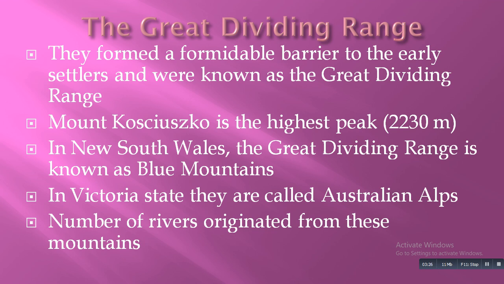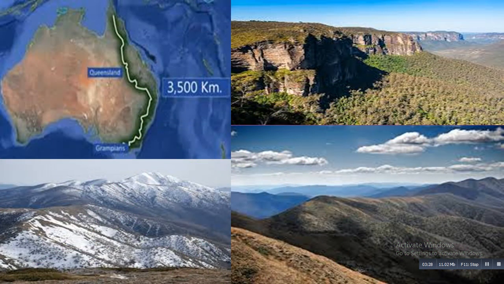Next one, this is the picture of the Great Dividing Range. As seen in the first picture, it's located in the eastern side of Australia. Some pictures are also given here.